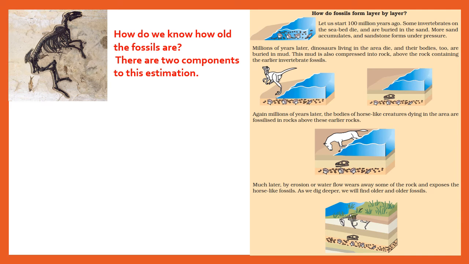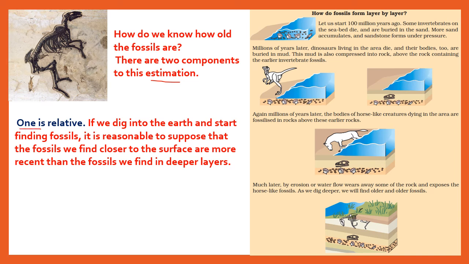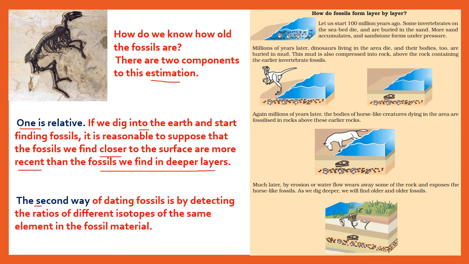How do we know how old the fossils are? To find out how old the fossils are, there are two components to this estimation. The first one is relative. If we dig into the earth and start finding fossils, it is reasonable to suppose that the fossils we find closer to the surface are more recent than the fossils that we find in the deeper layers. And the second one is dating fossils by detecting the ratios of different isotopes of the same element in the fossil materials. So by these two methods we can find out how old the fossils are.